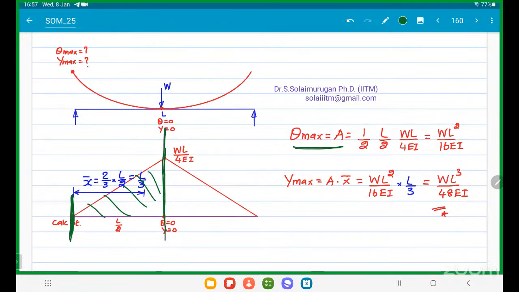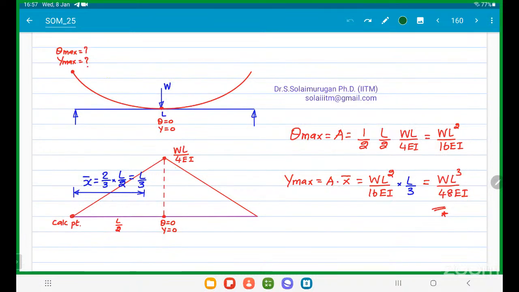Right angle triangle. Correct? Half of BH. What is B for this? Sir, B is L by 2. This is B, right? What is H? Maximum bending moment for this case, WL by 4. Yesterday you told, right? Famous case. Divided by EI. So this is the maximum slope formula. Maximum slope.